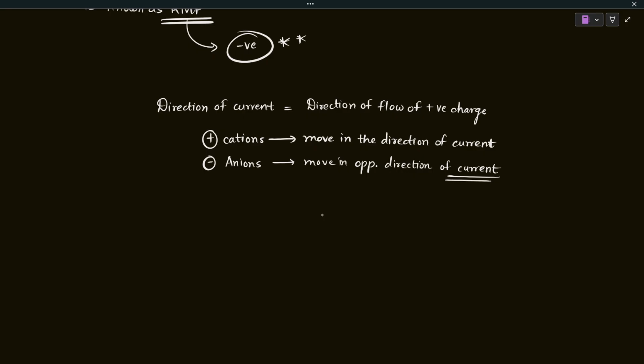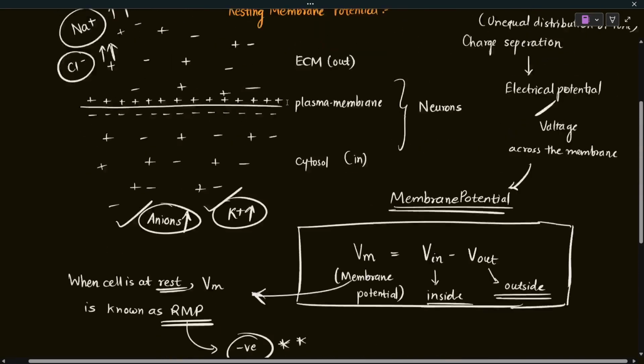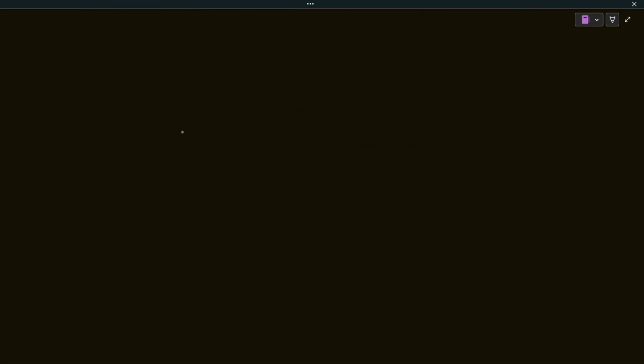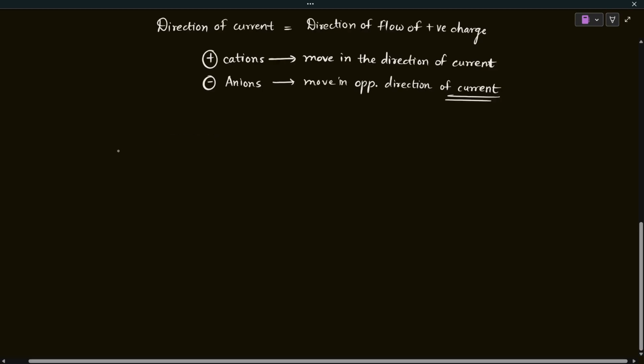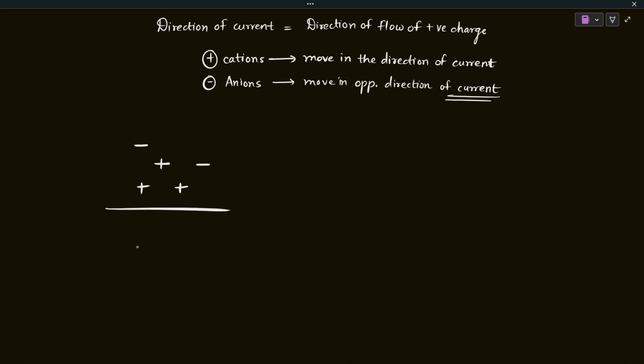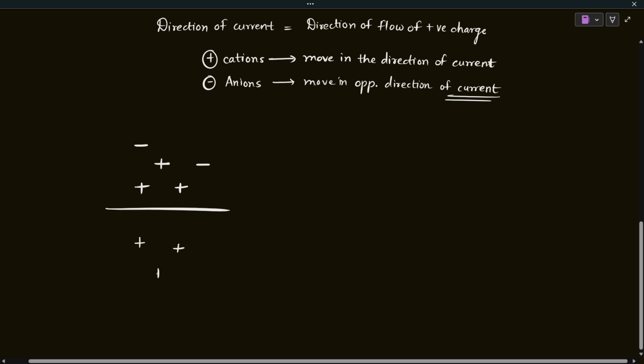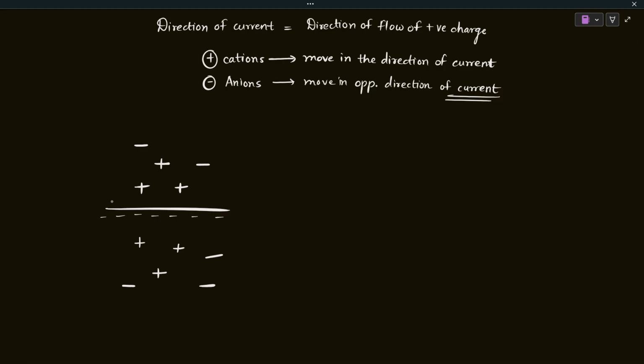Okay, so this charge separation. Let's say that there are three positive ions outside and two negative anions, while there are three positive ions inside and three negative ions. So this is giving an overall negative charge to the cytosolic side of the membrane and a positive charge towards the outer side of the membrane.